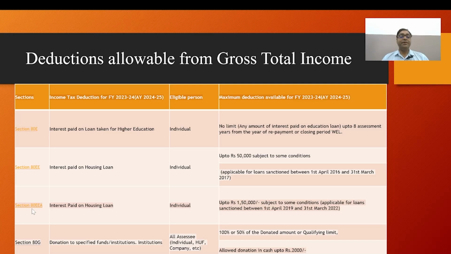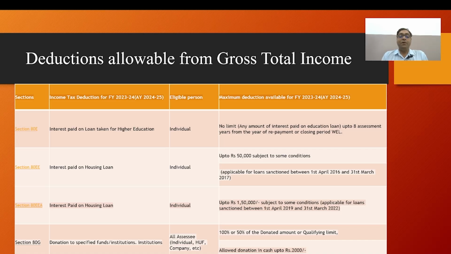And section 80EEA, interest paid on housing loan. It is for individuals, up to 1,50,000 subject to some conditions, applicable for loans sanctioned between 1st April 2019 to 2022. Interest paid on the housing loan; here we are discussing regarding the home loan. Now section 80G. 80G is the donation to specified funds and institutions, for all assessees.